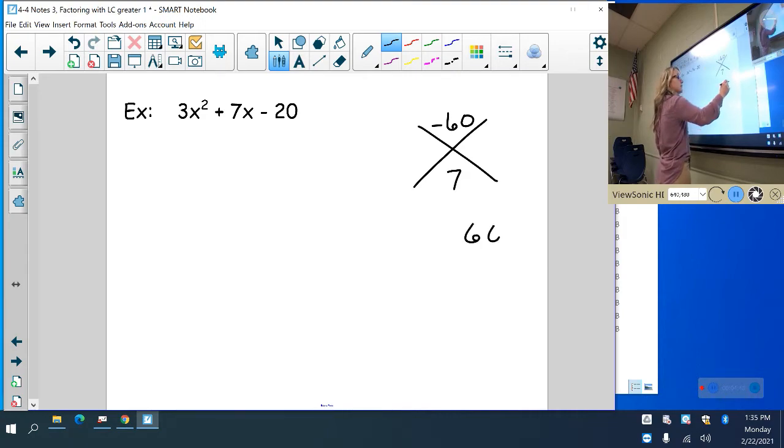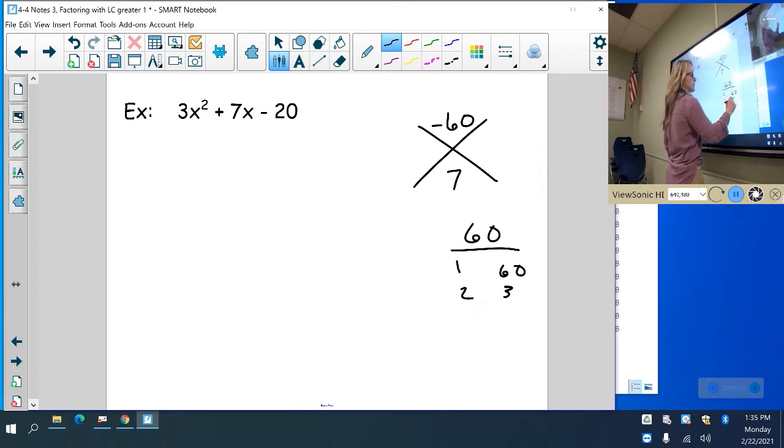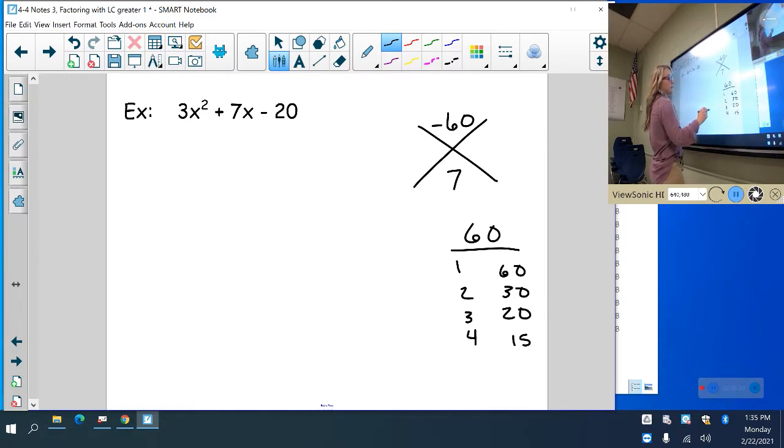Write out your factors of 60. What are they? Well, they are 1 and 60, 2 and 30, 3 and 20, 4 and 15, 5 and 12, 6 and 10, 7, 8, 9. Nope. So there they are. So which ones multiply to negative 60 and add to 7?